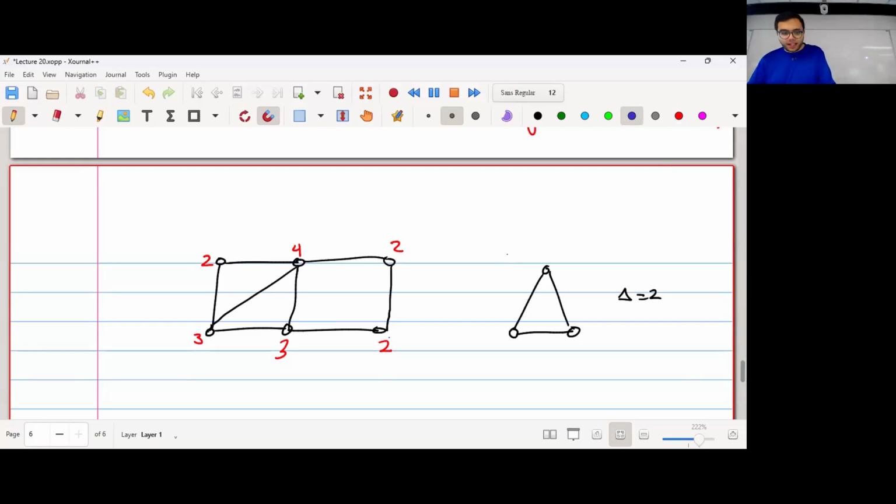So I assign color 1 here. And then let's say I want to assign a color here. I know that I cannot assign 1, so I assign 2 here. And I want to assign a color here. I've already used 1 and 2, so I'm assigning 3. Okay, so I'm going to stop it here.